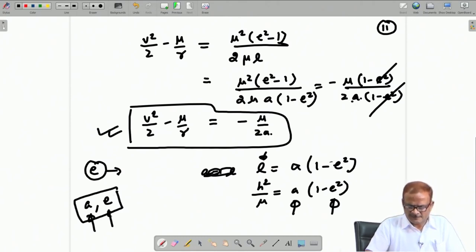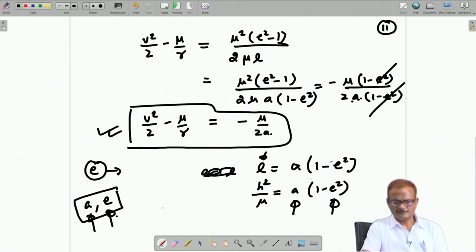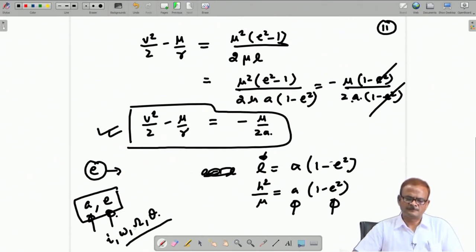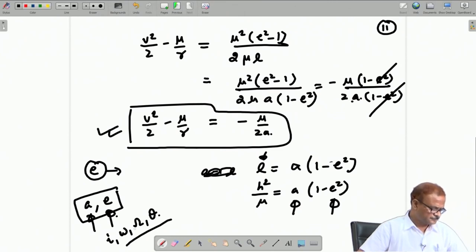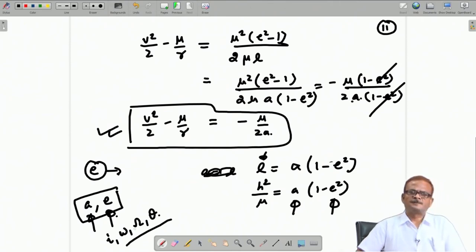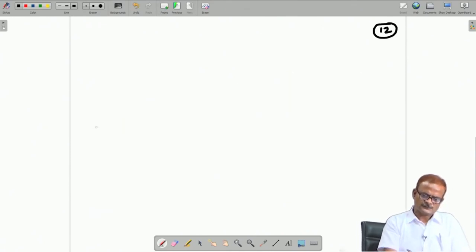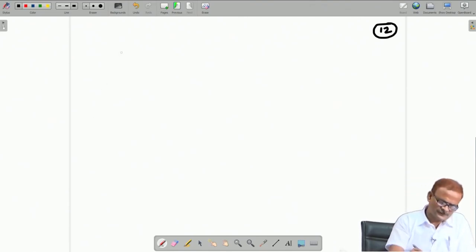With these two parameters available, the rest remaining are I, small omega, capital omega and theta. These are the remaining four we have to work out. So, we will stop here, okay, just 1 minute I will take more, and do one final thing, showing that E and H are also perpendicular to each other.